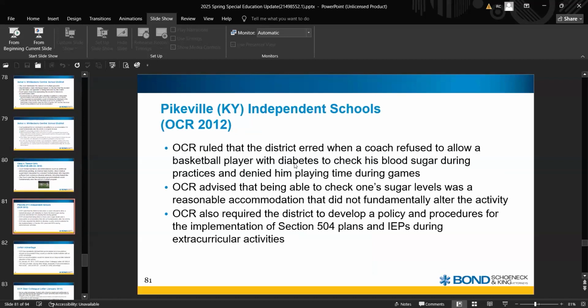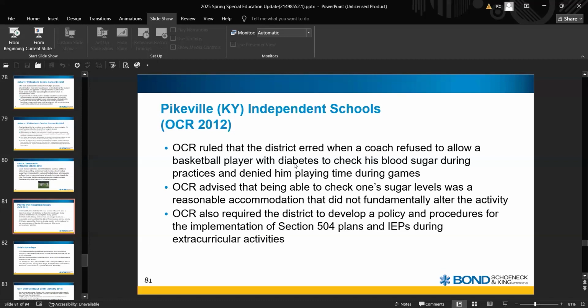Okay, here's another one. You had a basketball player. See, we shouldn't see this anymore. Obviously, we shouldn't see this. A student with diabetes who played basketball just wanted to self-check his blood sugar during practices and said, "Coach, can I just step aside and check?" The coach said no. And so OCR said being able to check one's sugar levels was a reasonable accommodation that did not fundamentally alter the activity.